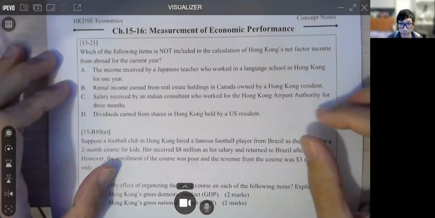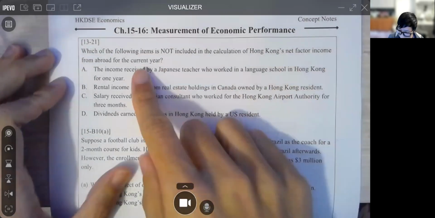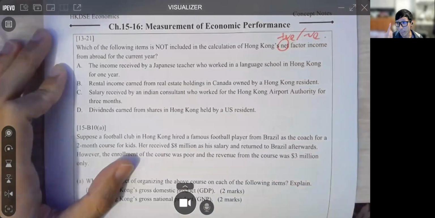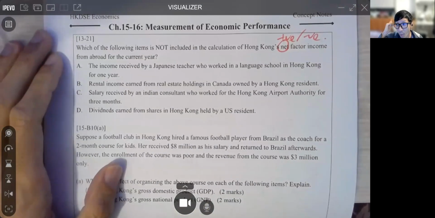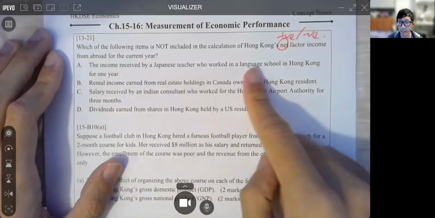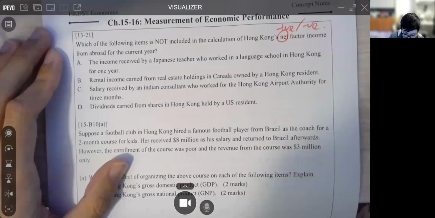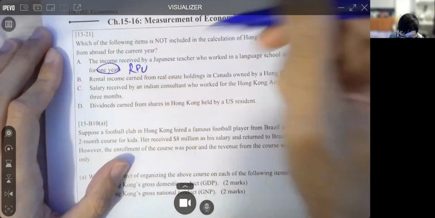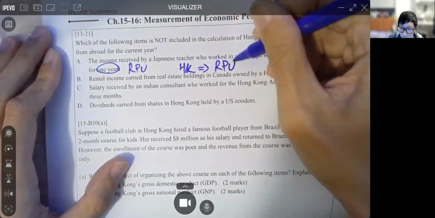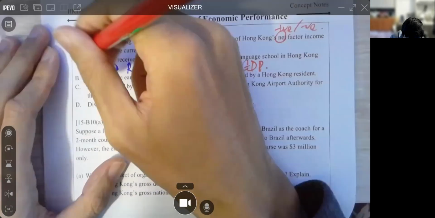Here, now, which of the following items is not included in NFI? 即係 B here net both positive and negative counts，即係今次又唔係 positive 又唔係 negative。Either it is a GDP or it is not GDP at all. OK，好嘛？好。Income received by a Japanese teacher who worked in a language school for 1 year. 你一見到 1 year，大佬 here this one you will see this is already an RPU. So now what happens is Hong Kong pay money to an RPU, which is also Hong Kong. So what do we call this? This is GDP item, not a GNP item.